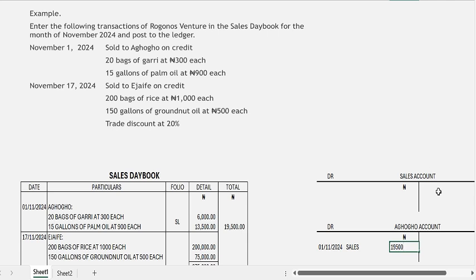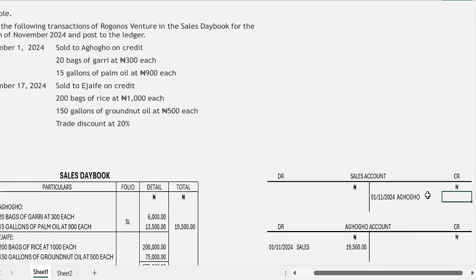So the second leg of the whole entry principle, we come to sales on 1/11/2024, then referencing Our, the one that bought on credit. Then how much is this? It is 19,500. This is the double entry principle for the first day, which has been fulfilled.